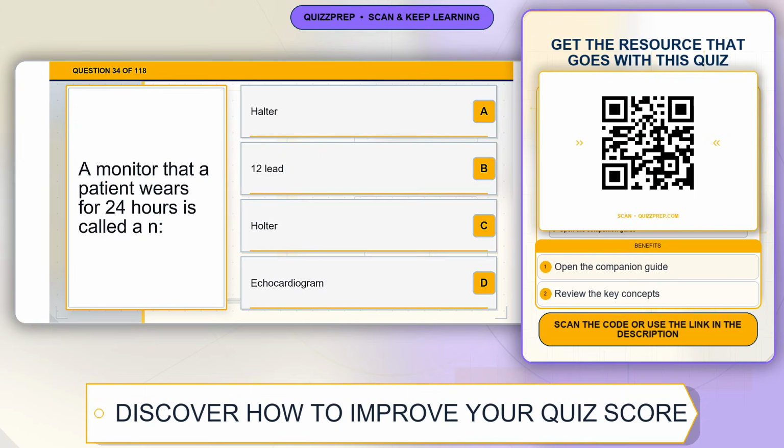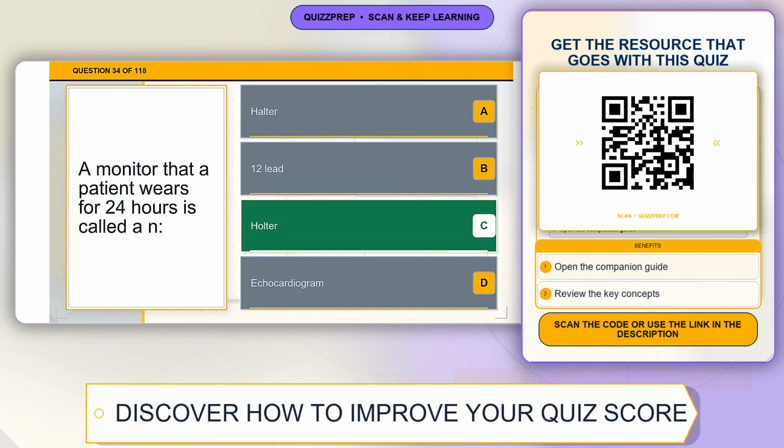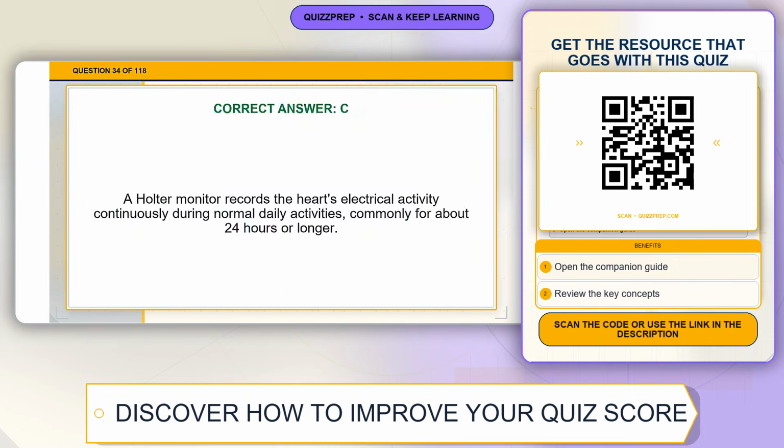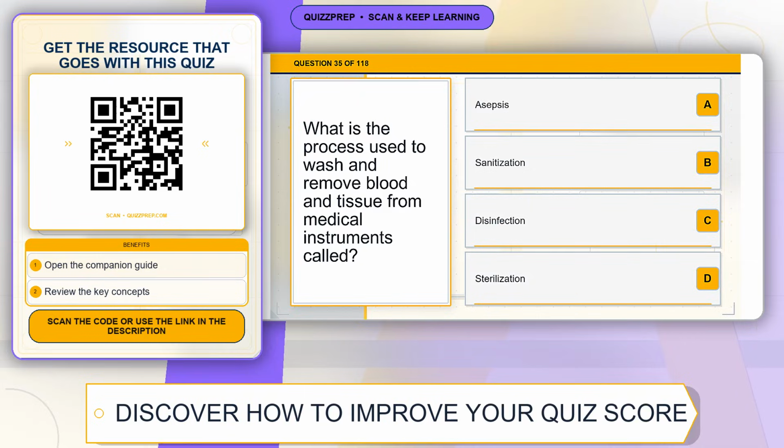Question 34. A monitor that a patient wears for 24 hours is called an: option A, Holter. Option B, 12-lead. Option C, Holter. Option D, echocardiogram. The correct answer is option C, Holter. Explanation. A Holter monitor records the heart's electrical activity continuously during normal daily activities, commonly for about 24 hours or longer.